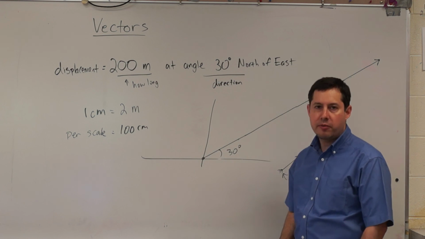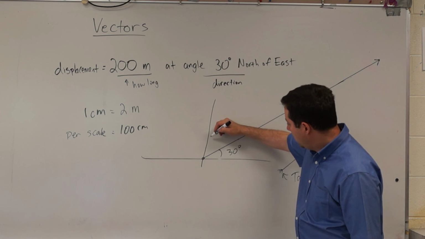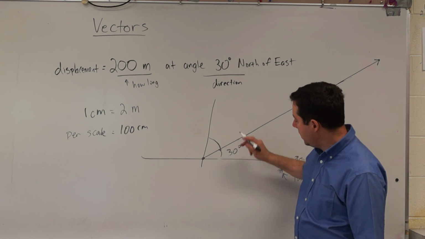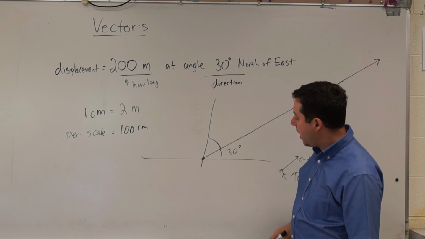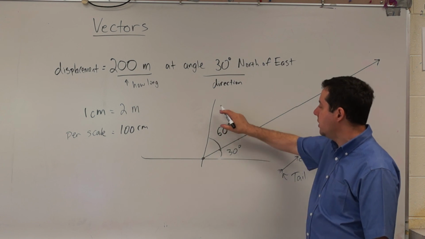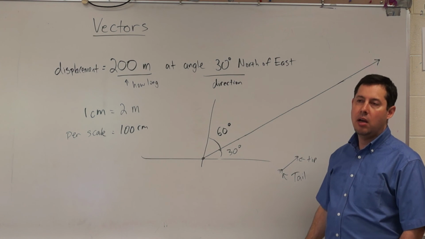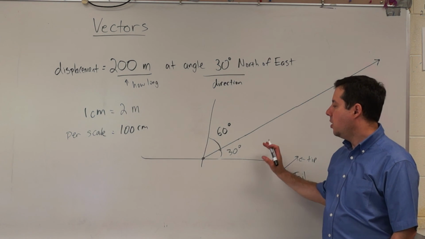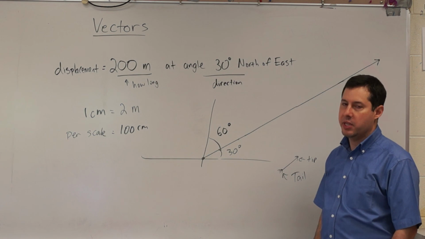Now, if we were to measure it from the north, which is possible, because you're looking at a right angle between north and east, this angle would have to add up to 90 degrees, so that would be measured as 60 degrees to the east of the northerly direction. So there are lots of ways to measure, but most often we will measure from the east.